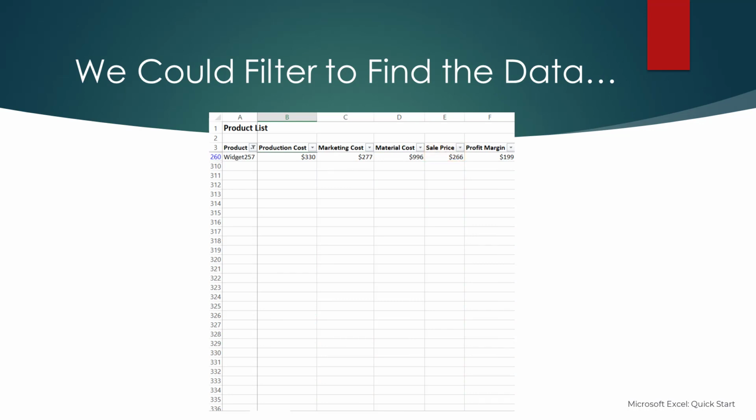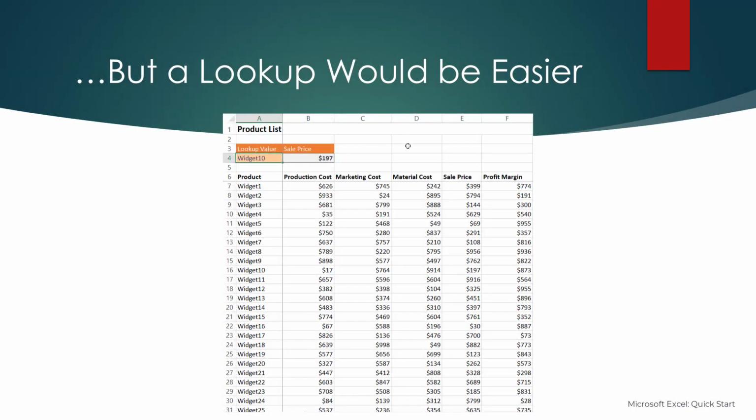But we'd have to go through that same process every time we wanted to find the sale price for a different product. An alternative to this would be to use a lookup function. Once you have the lookup function in place, you would simply type the name of the product to look it up, and the lookup function would return the value. This is much easier, and you can quickly get the value for other products.